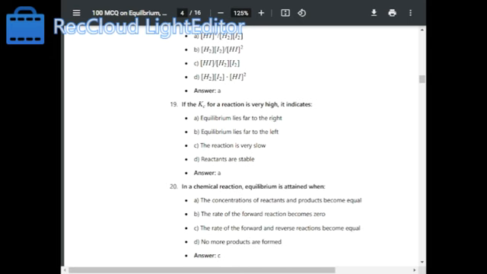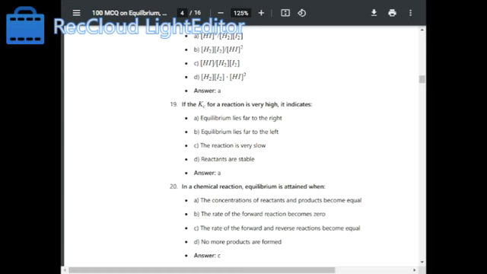Question number 19. If Kc for a reaction is very high, it indicates option A equilibrium lies far to the right, option B equilibrium lies far to the left, option C the reaction is very slow, option D the reactants are stable. The correct answer is A, equilibrium lies far to the right. Option A is correct.